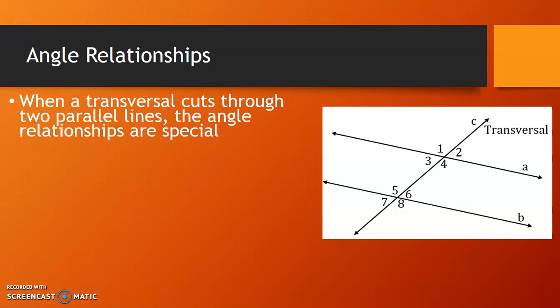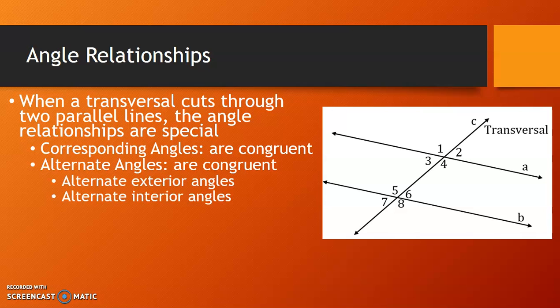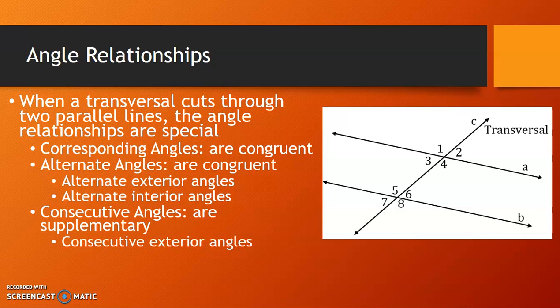Now, when a transversal cuts through parallel lines, the angle relationships are a little bit more special, like they actually have relationships with each other. So corresponding angles are always going to be congruent. Alternate angles are always going to be congruent, and again, that's the interior and exterior. And consecutive angles are going to be supplementary. And again, you have consecutive interior and consecutive exterior.